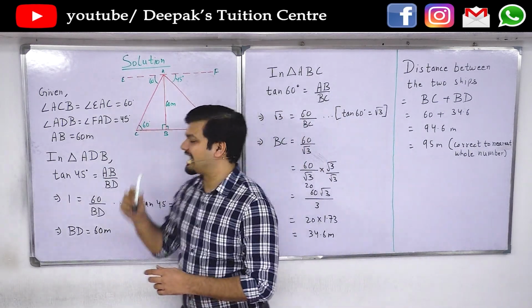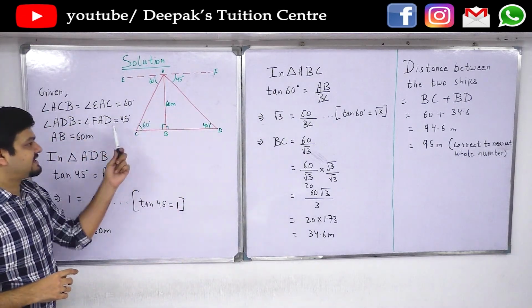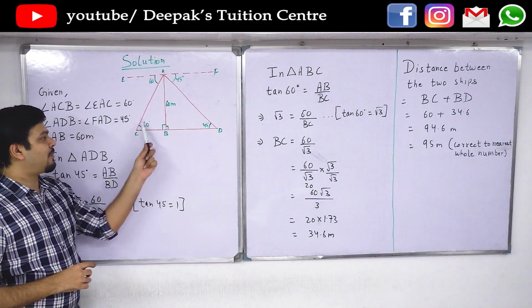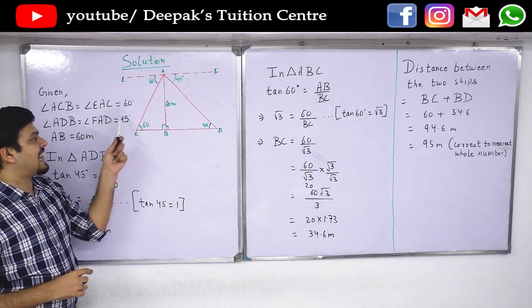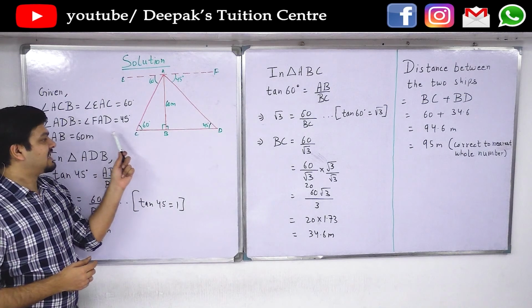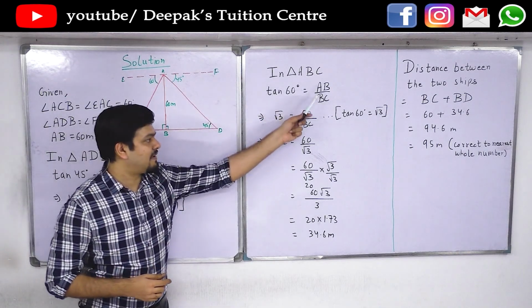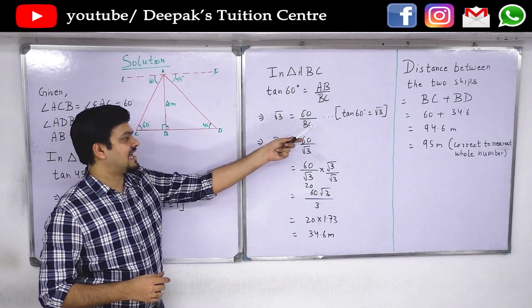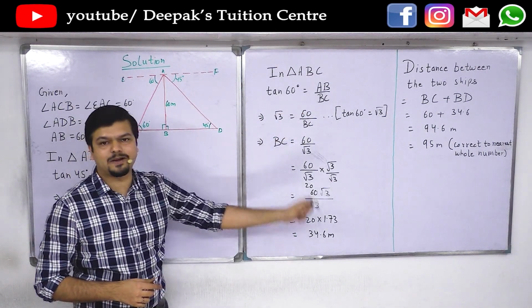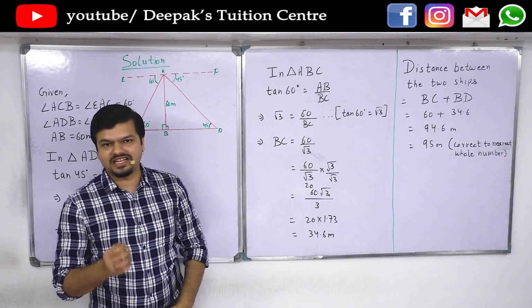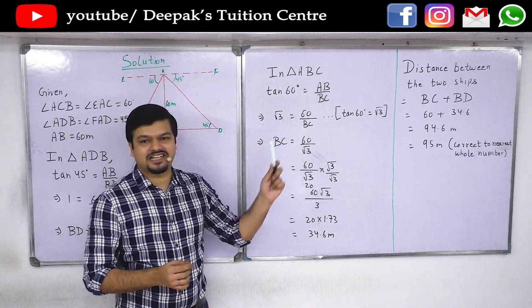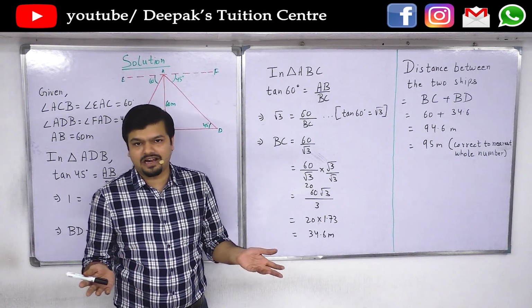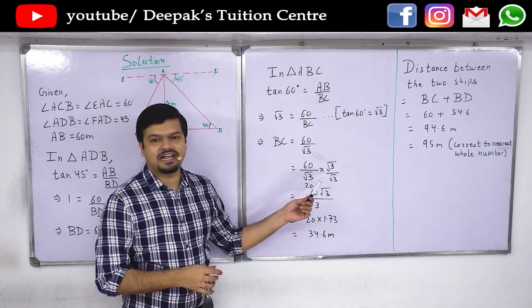Now in the second triangle, triangle ABC, tan 60 is equal to perpendicular, that is AB, opposite to 60 degree. Opposite to 90 we have AC, the hypotenuse, therefore BC becomes the base. So AB by BC, tan 60 is root 3, AB is 60, therefore BC is equal to 60 divided by root 3. The value of root 3 is 1.73, but dividing 60 by 1.73 is not a very good idea. If you are comfortable, you can go on, but the better method is rationalizing.